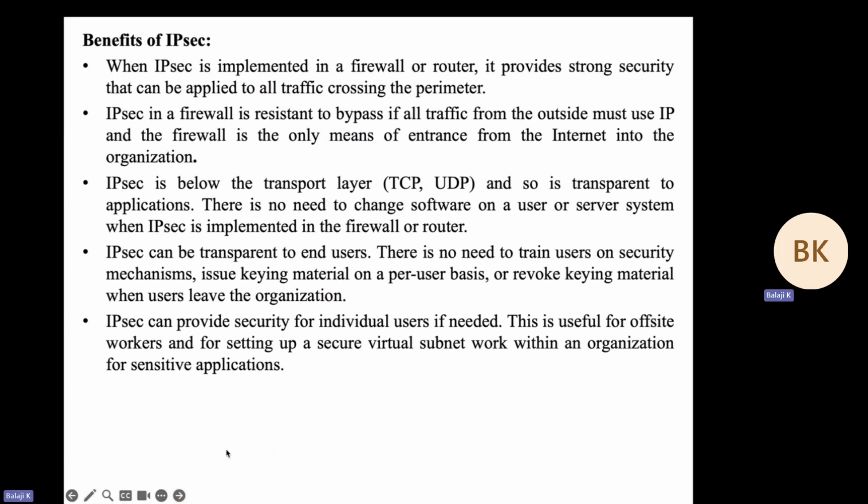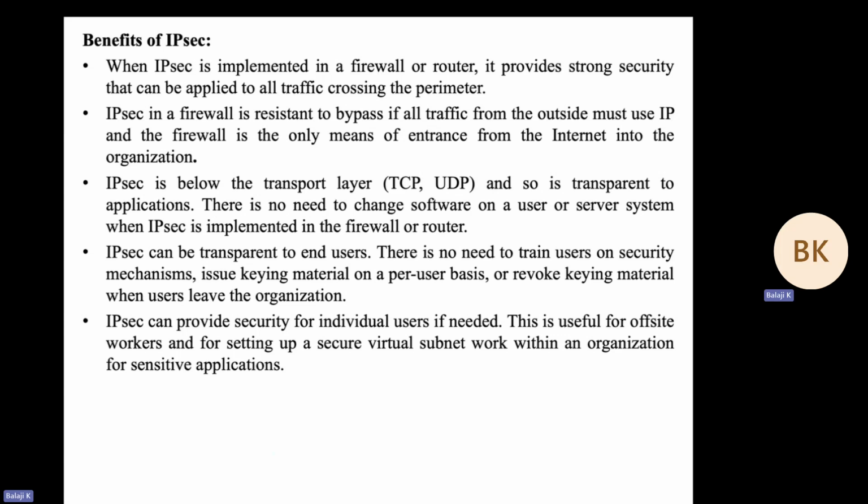Now we'll see the benefits of IP security. When IP security is implemented in a firewall or a router, it provides strong security that can be applied to all traffic crossing the perimeter. IP security in a firewall is resistant to bypass if all traffic from the outside must use IP, and the firewall is the only means of entrance from the internet into the organization. Definitely, every organization maintains firewalls, so our data will pass through the firewall only. The firewall as well as IP security will take care of the security of the data.